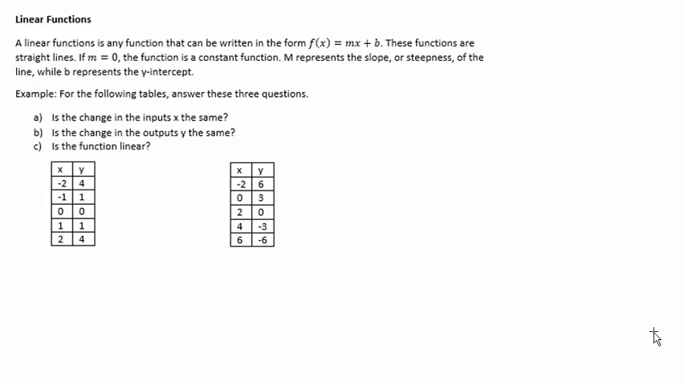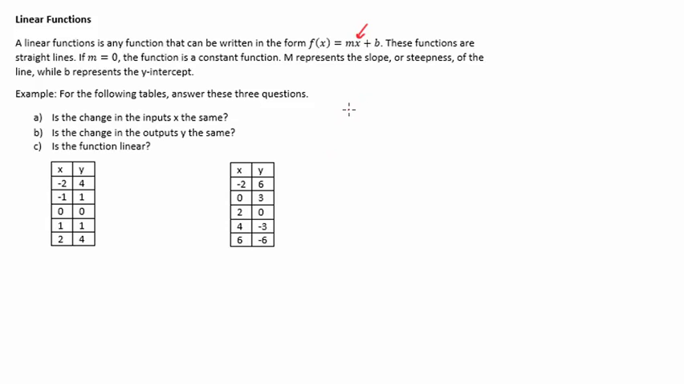A linear function is any function that can be written in the form f of x equals mx plus b. Now, that means that it may not be initially written in that form, but if we could make it be that form, then it's considered a linear function. And the thing that's important about it really has to do with this x.